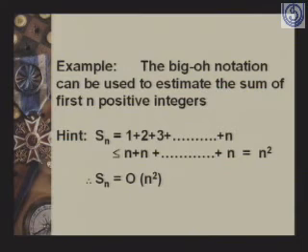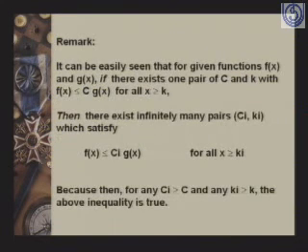So we will be getting Sn is equal to 1 plus 2 plus 3 plus up to n is less than or equal to n plus n plus n. These n's are there n times, therefore the right hand side becomes n square. So Sn is less than or equal to n square. Therefore there exists c equal to 1 such that 1 into n square is greater than or equal to Sn, and hence Sn is of order n square.